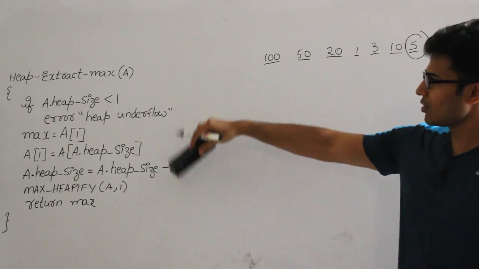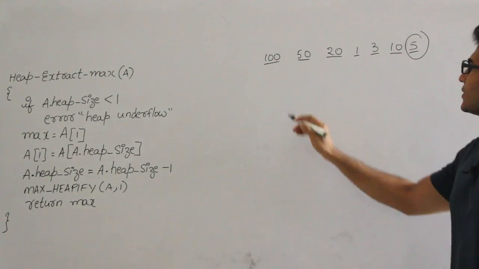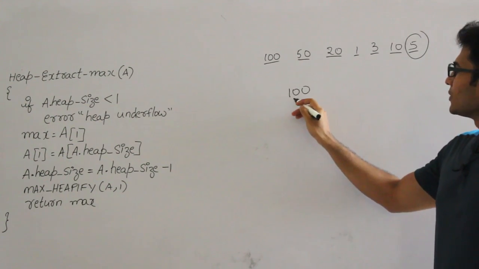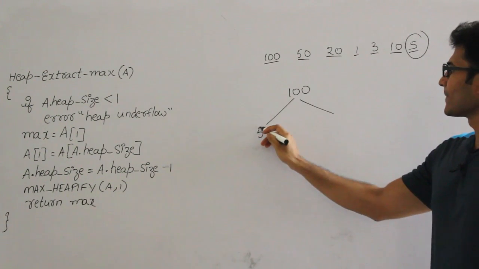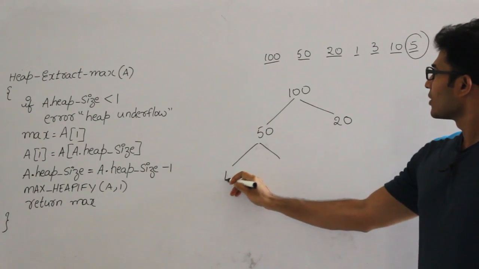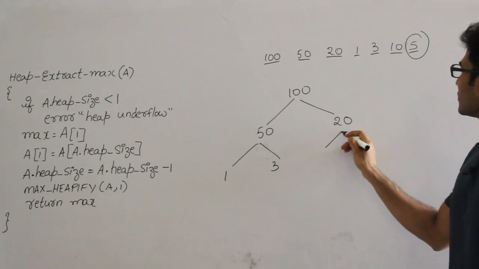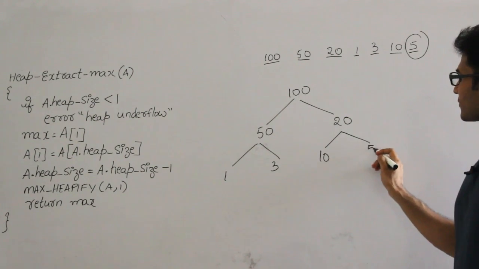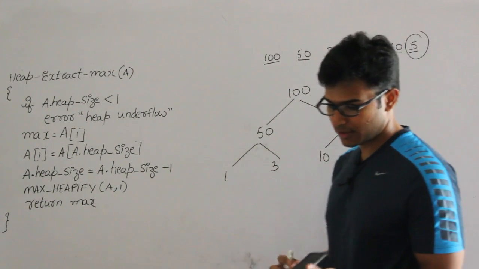So I'll just explain how this algorithm is working. See this? Now the initial given input is 100, 50, 20, 1, 3, 10 and 5. This is the input given, right?